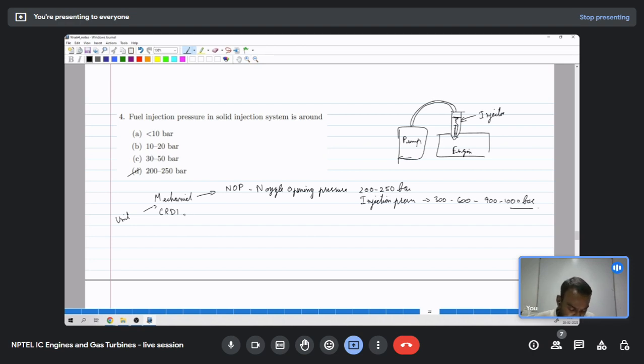Whereas in the case of a common rail system, in the very preliminary stage around the 1990s, we had a pressure capability of around 1000 bar, and some 5 years back it was 2000 bar, and currently common rail systems can go up to 3000 bar. This pressure is increased continuously so that you get good atomization and better combustion inside the cylinder.